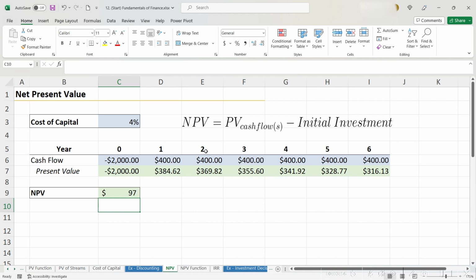Nice job. Next, let's learn the Excel formula that will help us do this even faster.